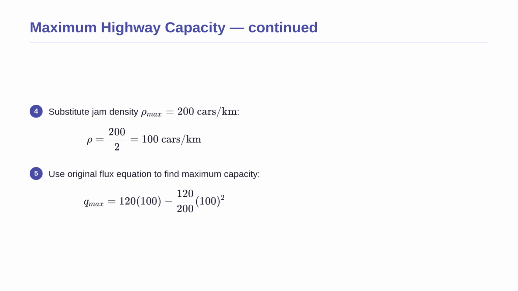Now that we have our formula for optimal density, we substitute our specific highway's jam density of 200 cars per kilometer. Dividing by 2 gives us an optimal density of exactly 100 cars per kilometer. If the density stays at this number, the highway processes the maximum possible number of vehicles. With the optimal density identified, we plug it back into the original expanded flux equation, along with our maximum speed limit of 120 km per hour to calculate the peak capacity of this specific stretch of highway.